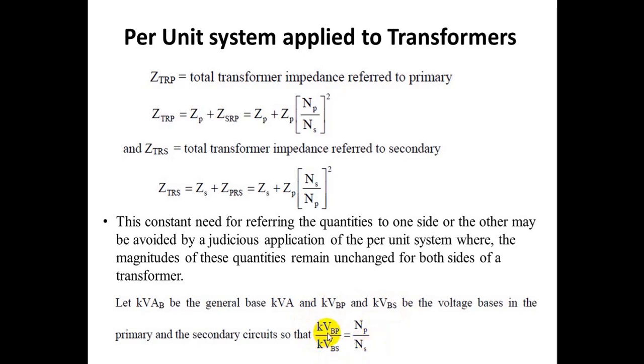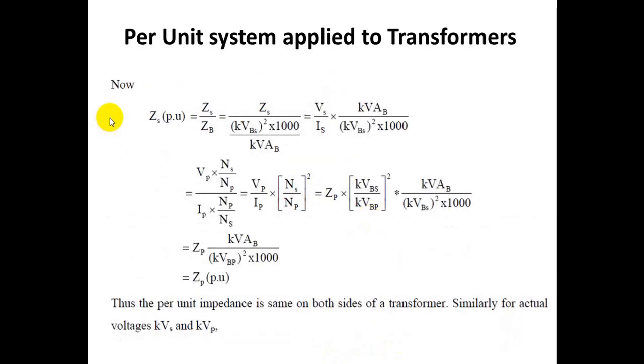So basically the base value of kilovolt at primary divided by secondary, like we normally write it, Vp over Vs. So the ratio of the base value of primary to secondary is equal to Np over Ns. In this case, the per unit impedance Zs is equal to the actual value over the base value, Zs over Zb. Replace the formula for Z base, which is kV square into 1000 over kVA, and Zs is equal to Vs over Is times this rearranged formula.